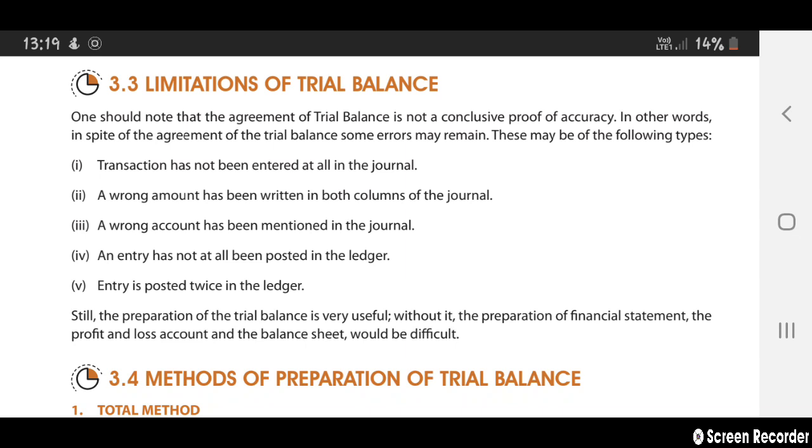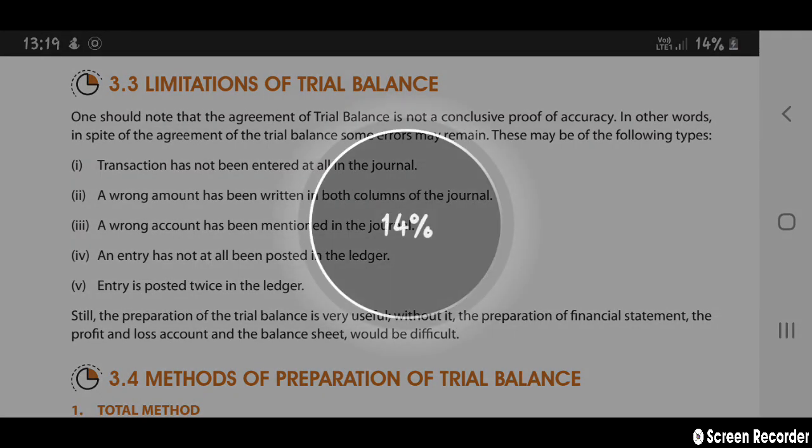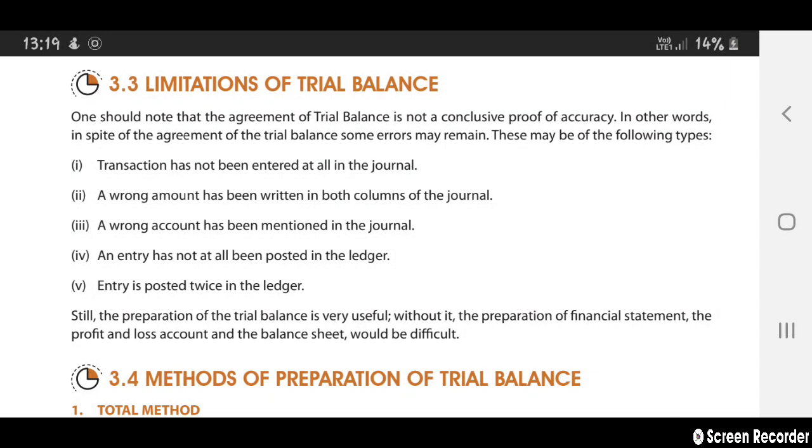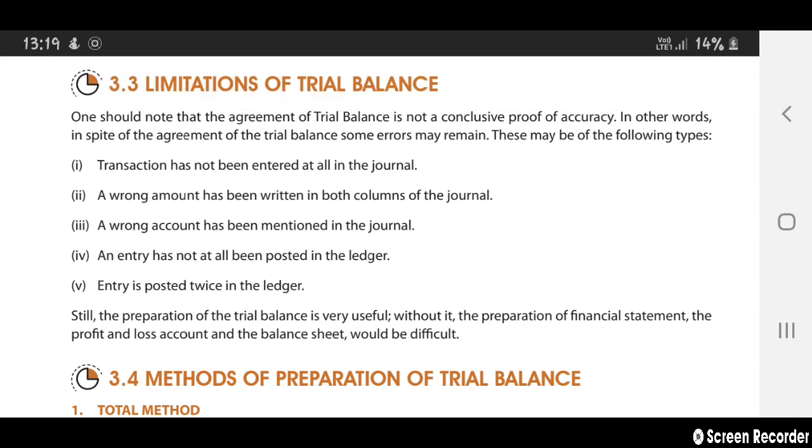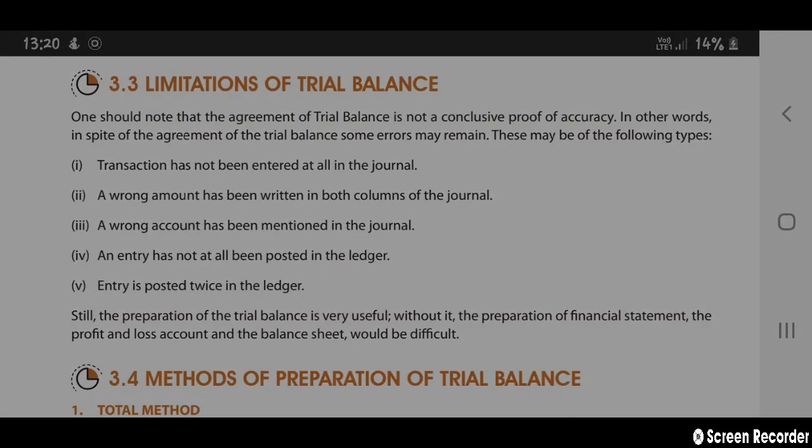Next, the entry has not been posted at all in the ledger. Sometimes an entry may not be posted in the ledger at all. Or an entry is posted twice in the ledger. This may happen sometimes. So these are the limitations or problems you may face.